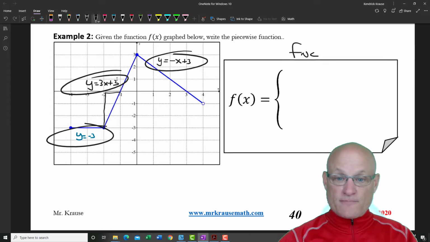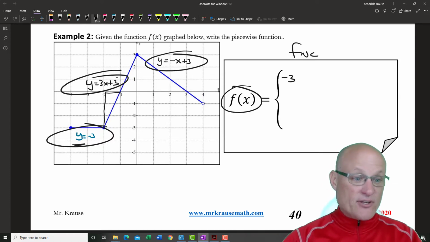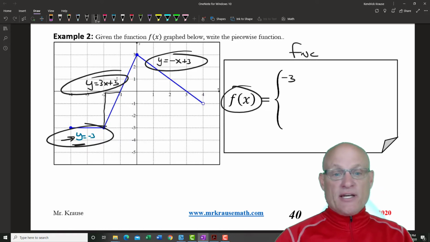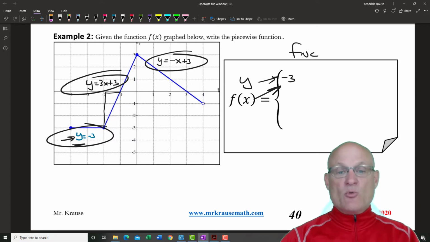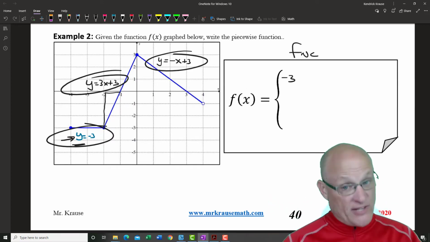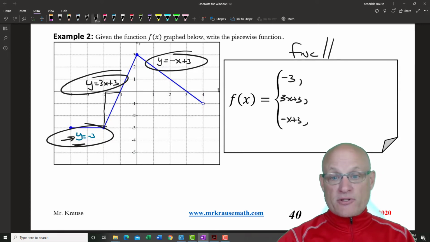So the functions go first. So y equals negative 3. Now notice I'm not putting y equals, right? Because this is the f of x that goes with each piece. So it's almost like y equals this, y equals this, so we just don't put the y equals. All we do is put the right side of the equation. f of x equals 3x plus 3. And f of x equals negative x plus 3. Comma, comma, comma. Now we put the restrictions on the domain.